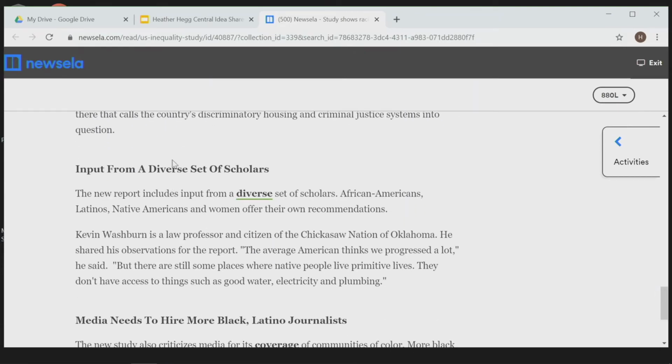Input from a diverse set of scholars. So I'm thinking this study must have had input, people added to it, a diverse set of scholars. So these are people who know, scholars, learners, people who know a lot about this, and diverse, many different kinds. So it's not just one type of person. So I wonder how that is going to influence the poverty and racial segregation. Maybe it's going to validate it.